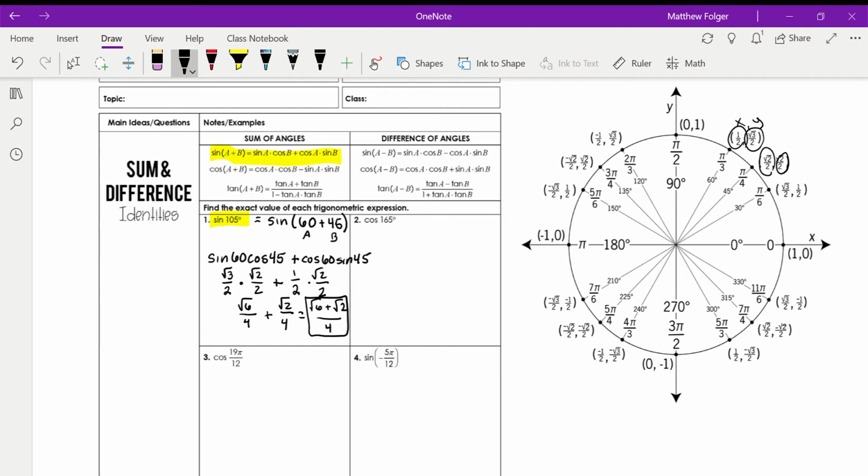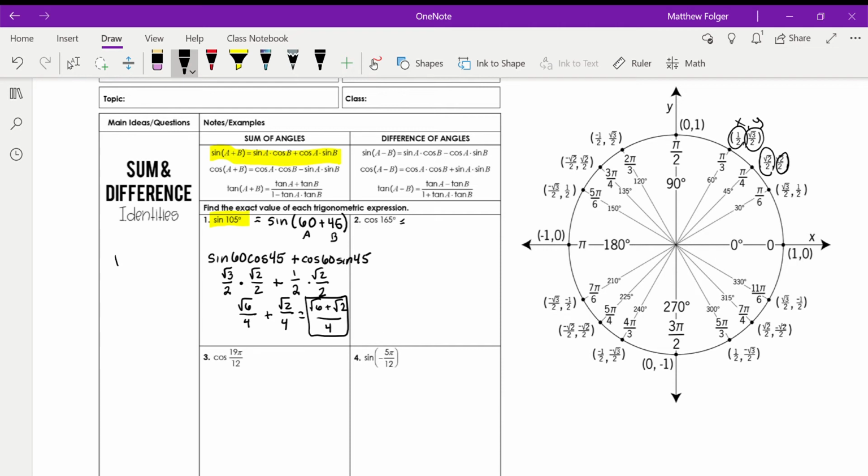Okay, so that's how we're going to do this. Now, could we have subtracted to get that? Maybe, and we will talk about that a little bit later. But right now, let's go to the next one, cos of 165. So this first part might take a little bit of guesswork.